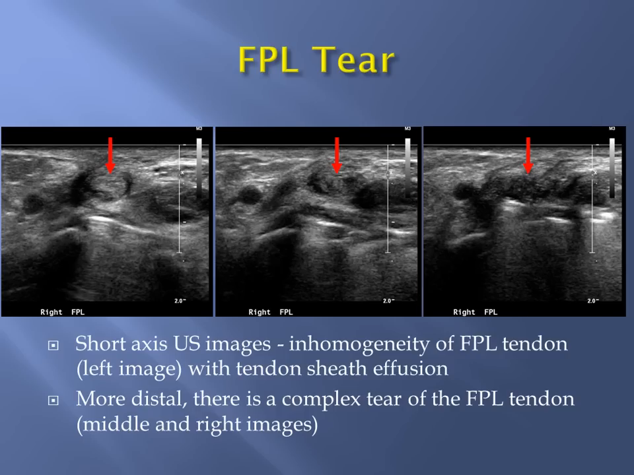Flexor pollicis longus tears can also be evaluated with ultrasound. These are some short axis images that demonstrate the intact tendon distally. However, it is thickened and there is fluid around the tendon. Then we start to see some intrasubstance tearing with fluid around the tendon and tendon sheath. And then we see absence of the tendon.